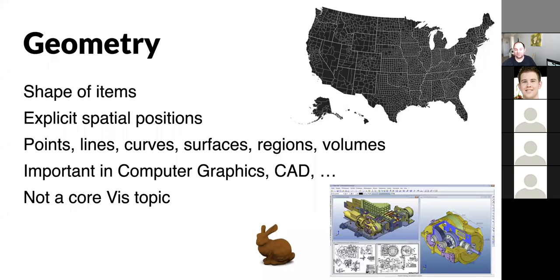Now, the next data type is geometry. Geometry is the shape of items. We have explicit spatial positions here. And what we care about is points, lines, curves, surfaces, regions, or volumes. This is more of a computer graphics or a computer-aided design topic. It's not really a core topic in visualization. We will be using some of this stuff, geometry, especially in the context of maps. So we will be using geometry files to create maps and to draw data on top of maps. But we're not going to look at renderings of a Stanford bunny or of an engine, like you can see, or some differential as you can see here in the bottom right.